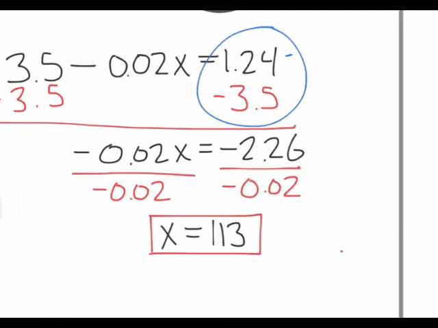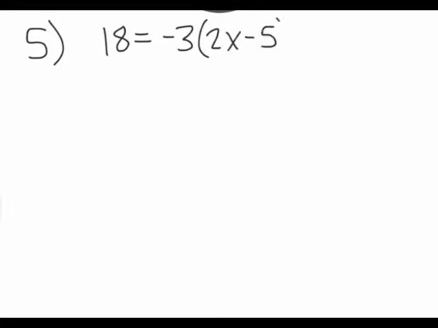Okay, let's try another one now. Okay, so this one is going to be number 5. I forgot to number the last one. 18 equals negative 3 times, in parentheses, 2x minus 5. Okay, in order to solve this equation, remember that we need to isolate the x. So we need to get everything on the same side of the equation to the other side. This means the negative 3, the 2, and the 5.